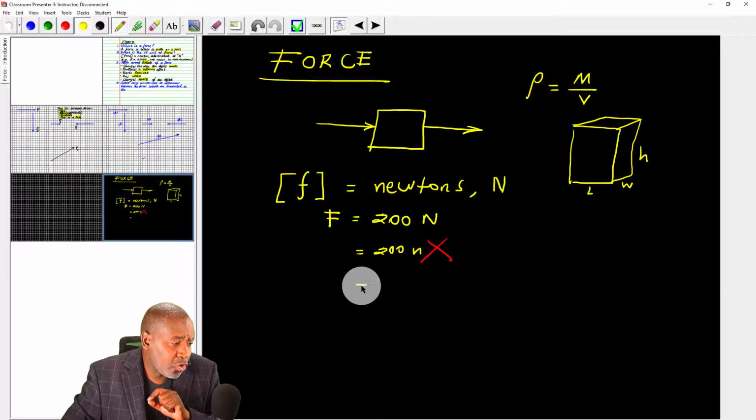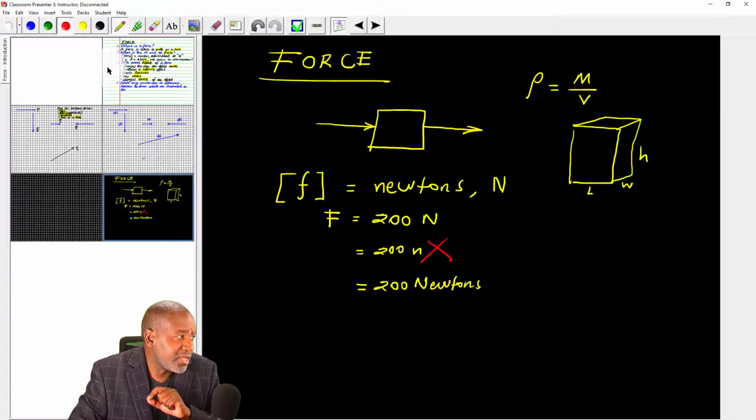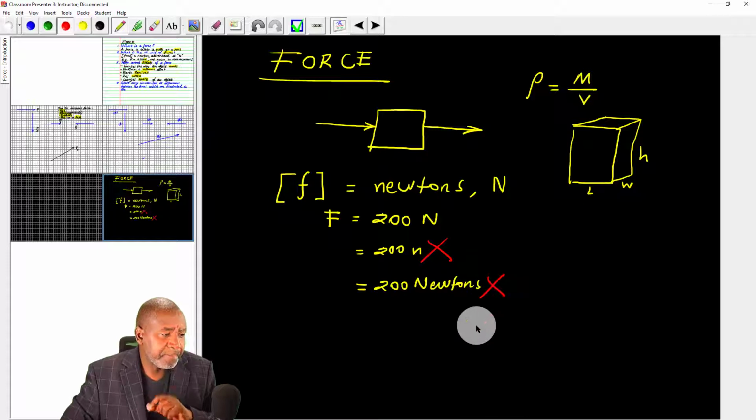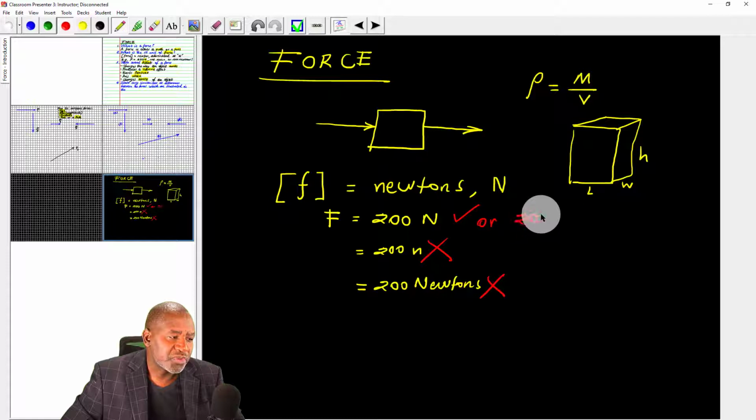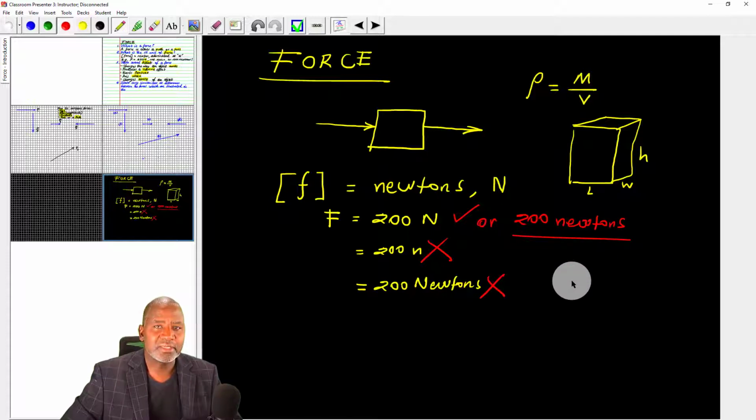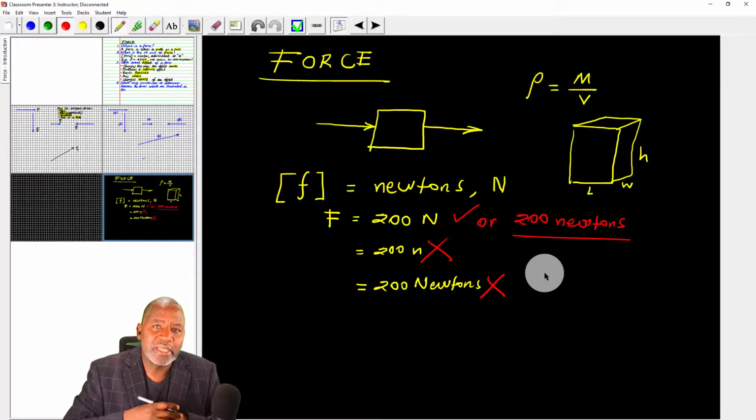The other wrong way of writing this is to write 200 and then you say this. Again, this is not correct. The correct way of writing it is like this, or you just write 200. If you want to use lowercase, then it's got to be the complete word, newtons, like that. Now, why is it like this?